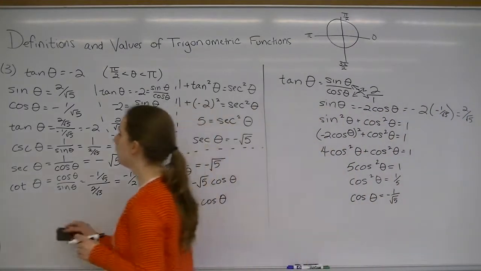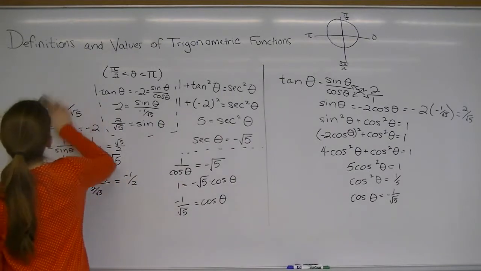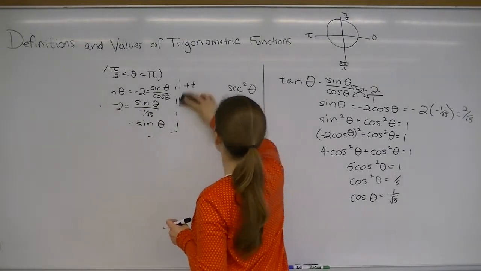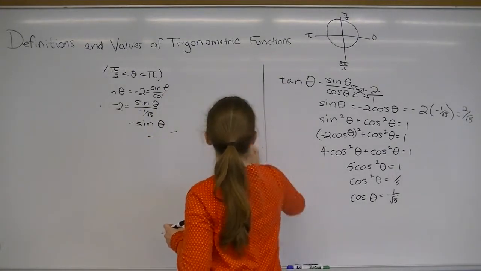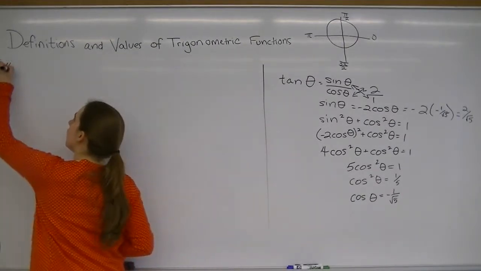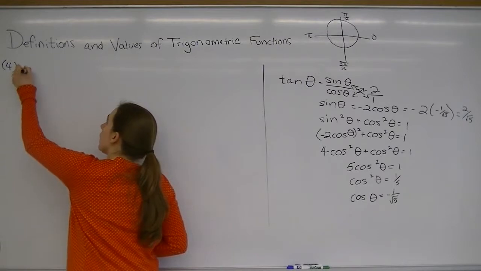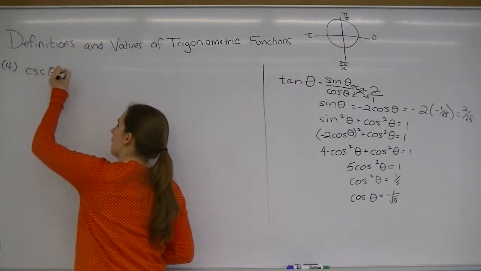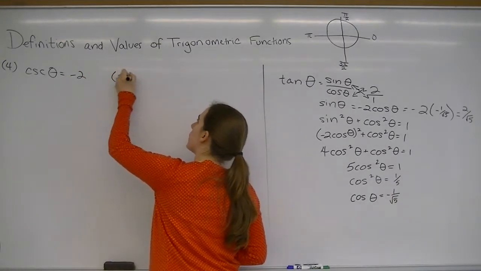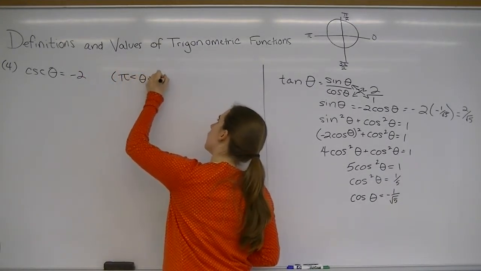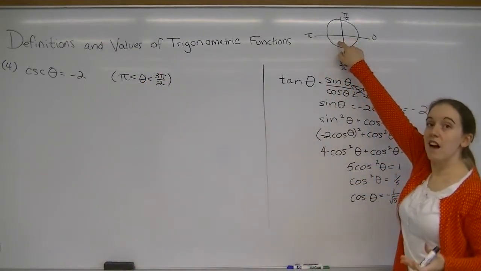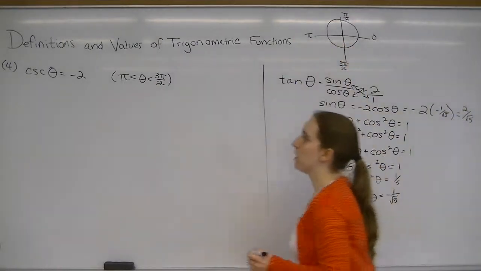Okay. One last example. Let's say that cosecant of theta is equal to -2. And this time we're going to be between pi and 3 pi over 2. So we're going to be down here. Notice here that sine is negative, cosine is also negative.